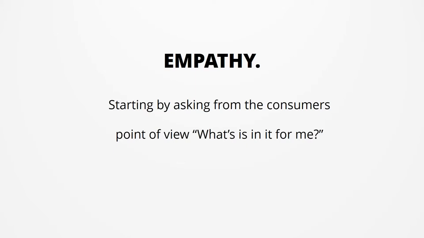So in the case of the social media links in the header navigation, ask yourself, as a consumer, why would I want that? Why would I go there? What value does it bring to me? Can I be the star in your social media campaign? Be empathetic to your users. Start by asking this question from the consumer's point of view.